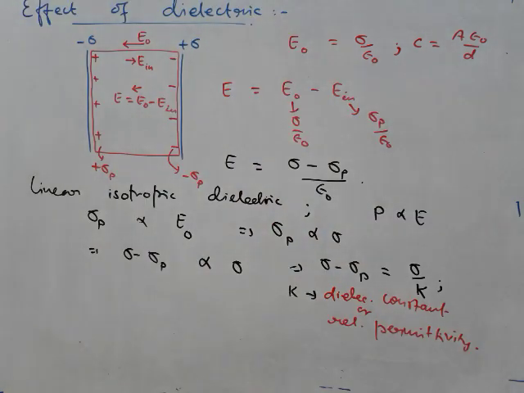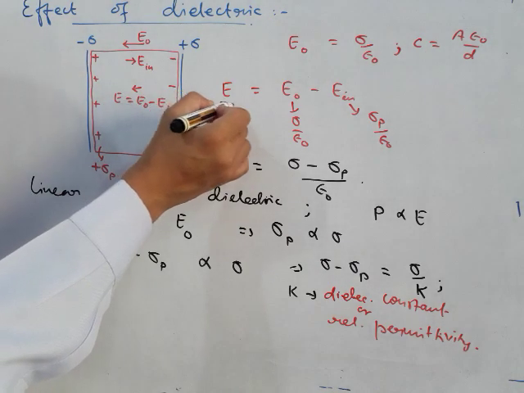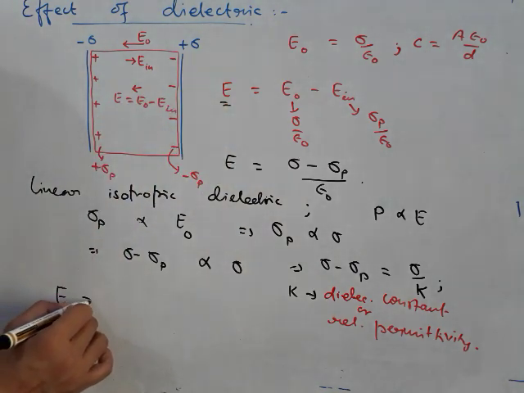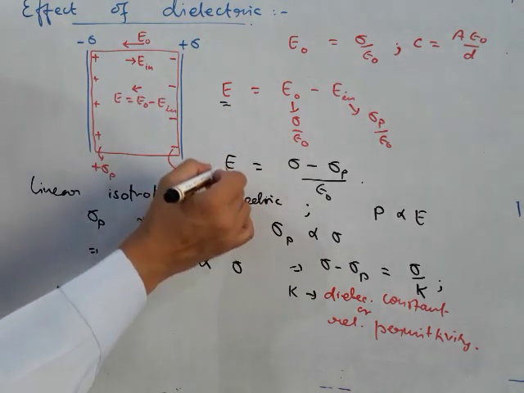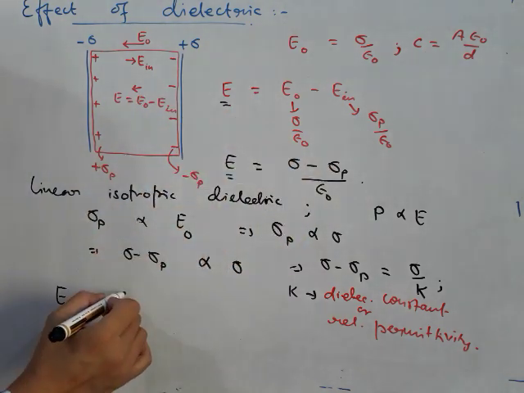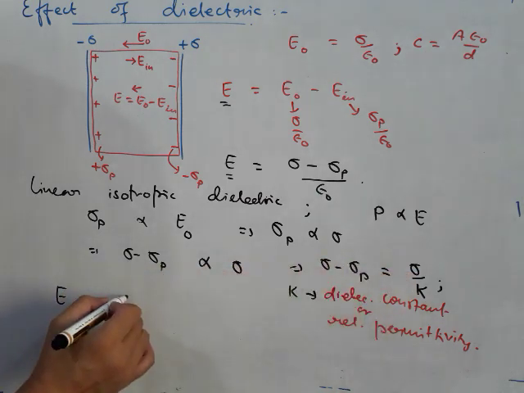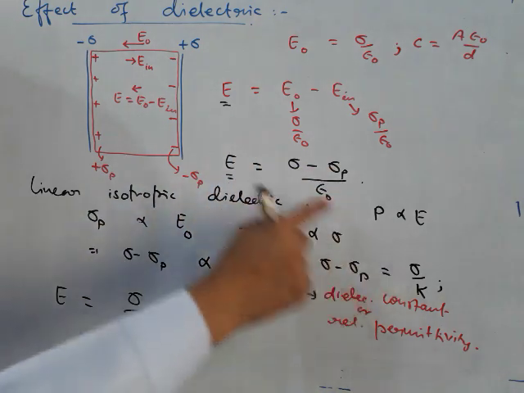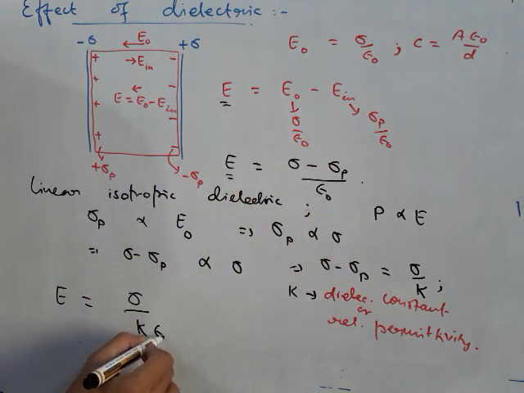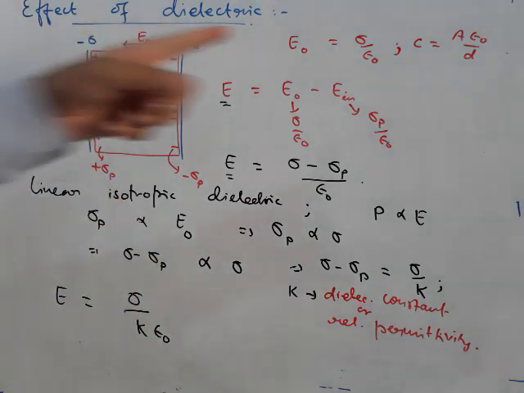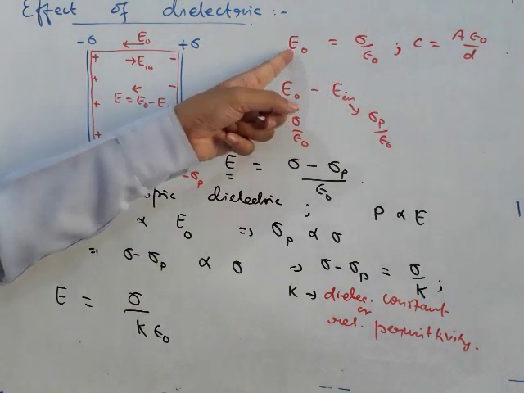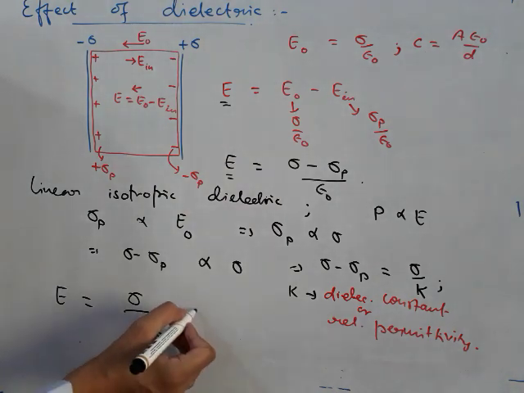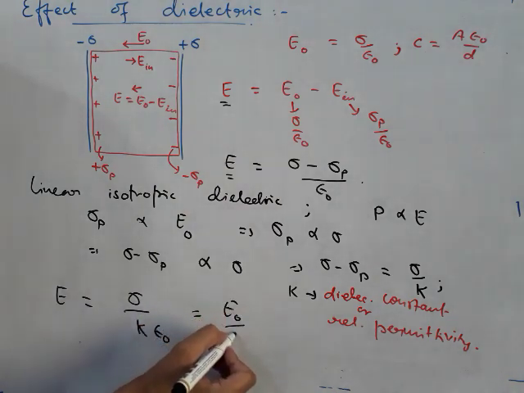It is also called the relative permittivity of the dielectric. Is it clear, students? So let's see what our E becomes. E is equal to sigma minus sigma p, over epsilon naught. Sigma minus sigma p is how much? Sigma upon k. So I have written sigma minus sigma p as sigma upon k, and this epsilon naught will be there. Now what is sigma by epsilon naught? That is equal to E naught. So our E becomes E naught upon k.